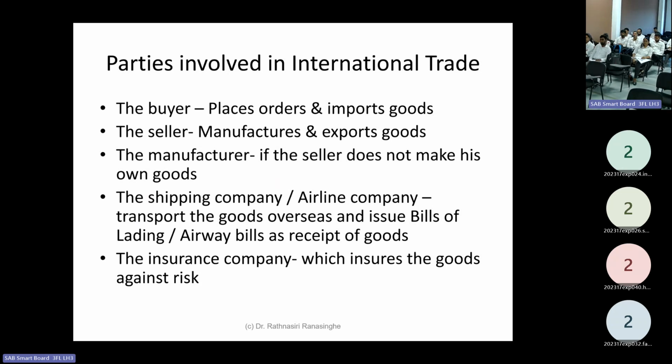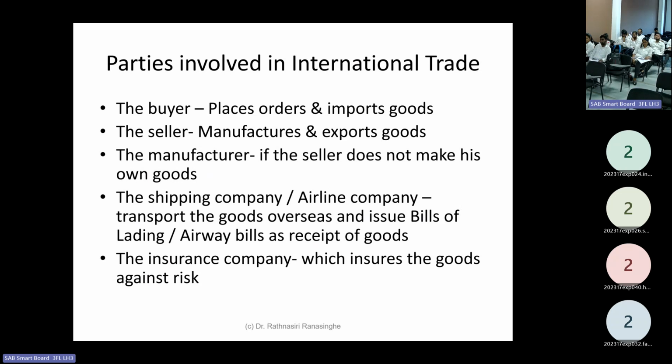So what are the parties? Different parties are there in international trade. We know the buyer, and we place the orders. We import goods, so we are the buyer and the importer. And the seller is on the other side, maybe the manufacturer or the exporter. Sometimes we can see the manufacturers also, where your seller does not take the orders himself but gets the products from the manufacturers. So those parties are there.